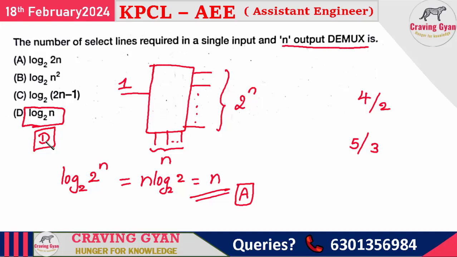But the definition of demultiplexer is one input should be there, then 2 power n outputs will be there based on the n select lines. The input will be driven to the corresponding output. It is a serial to parallel converter. Multiplexer is a parallel to serial converter.